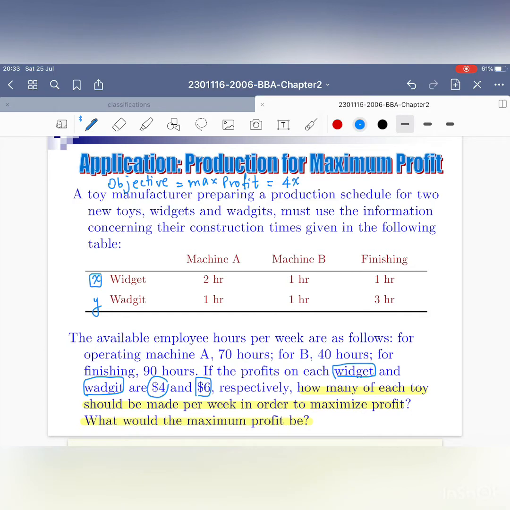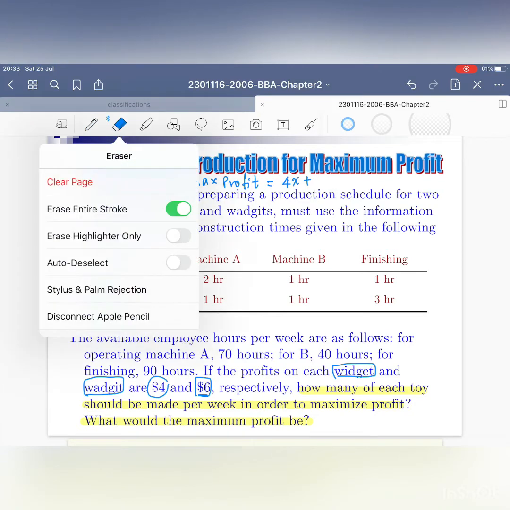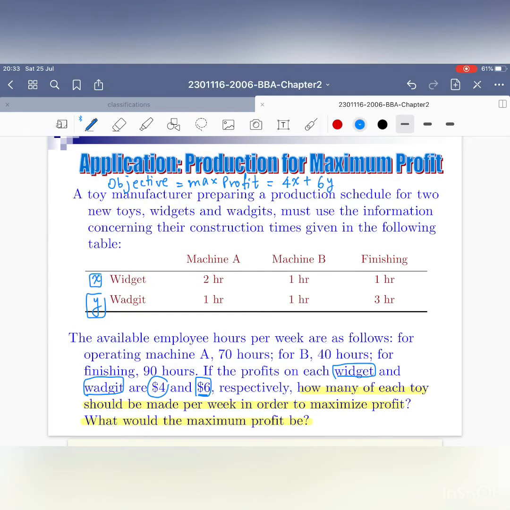For the second product, each one of them will give you $6 profit. So if you produce Y units, you have another 6Y for your profit. Let's say that this is P of X, Y, which is your profit, and the one that you need to find the maximum value of.